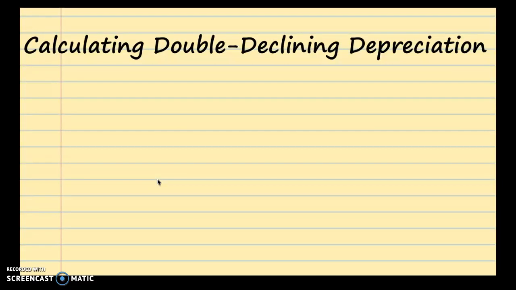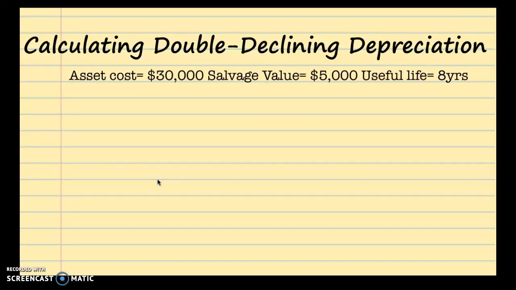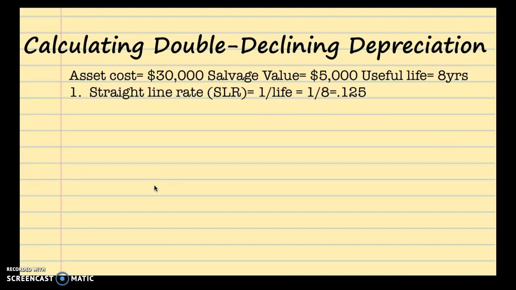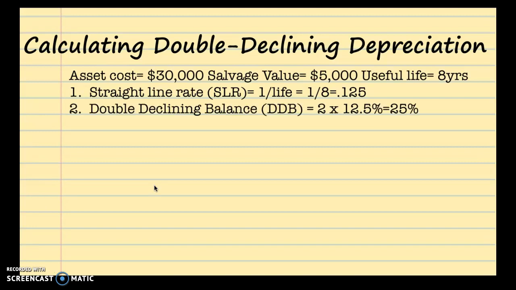Double declining depreciation produces more depreciation expense in the early years of an asset's life with a declining amount of expense in later years. We will use the same example from the straight line depreciation method for the double declining depreciation calculation. So first we have to find the straight line rate, which is 1 over the useful life, which is 1 over 8, and that equals 0.125. So then we multiply that number by 2 and we will get 25%. And we will multiply that by the net book value each year to find the depreciation expense.